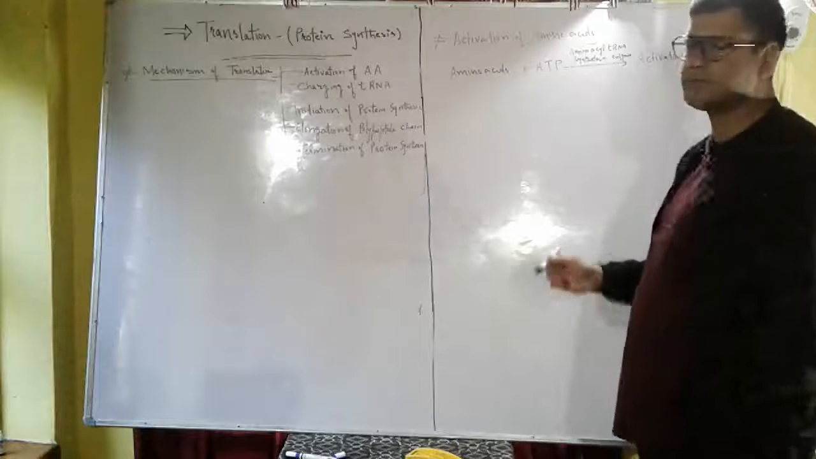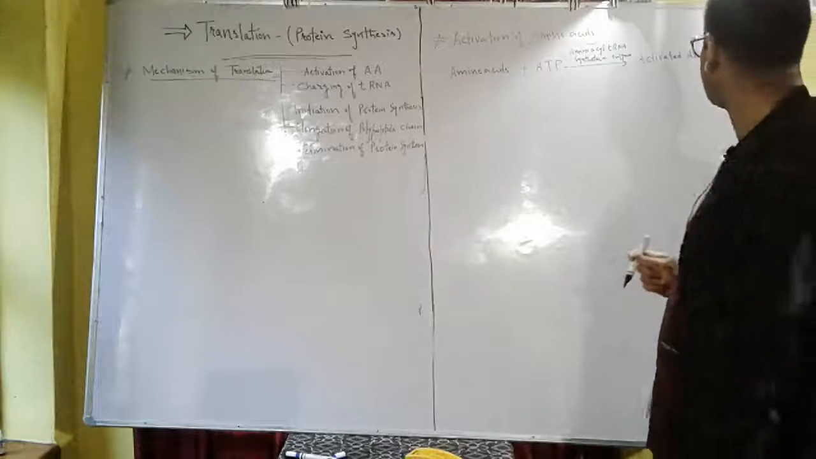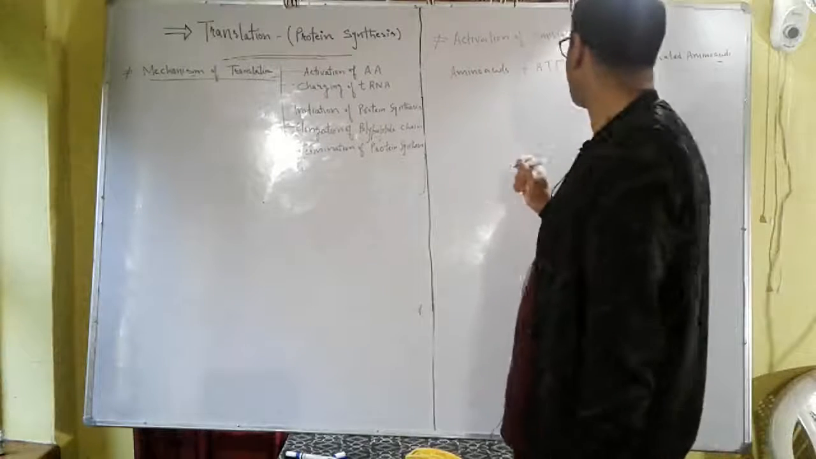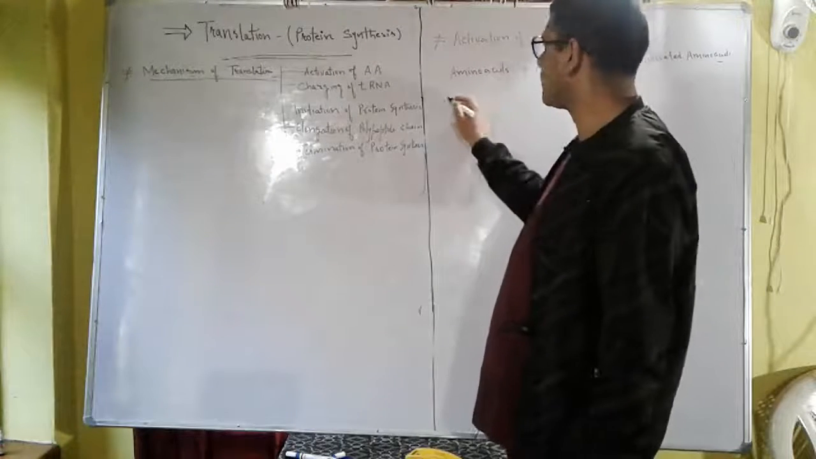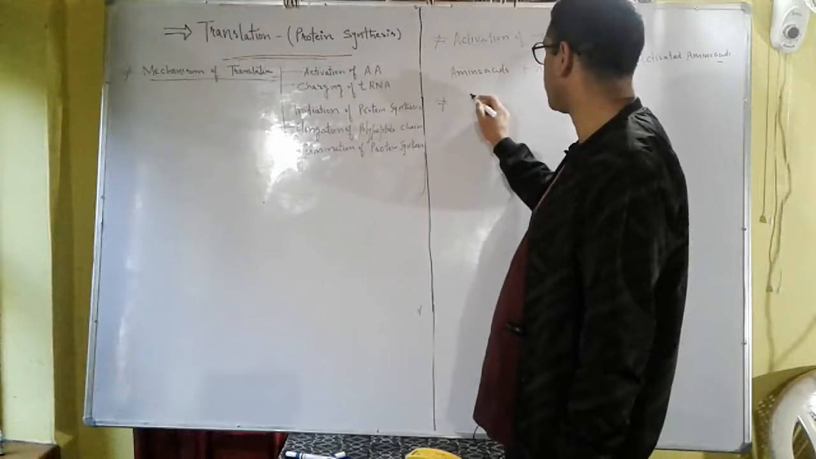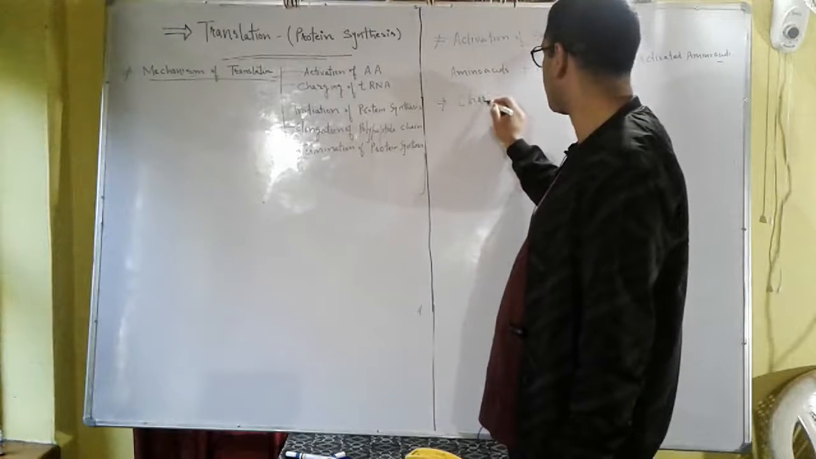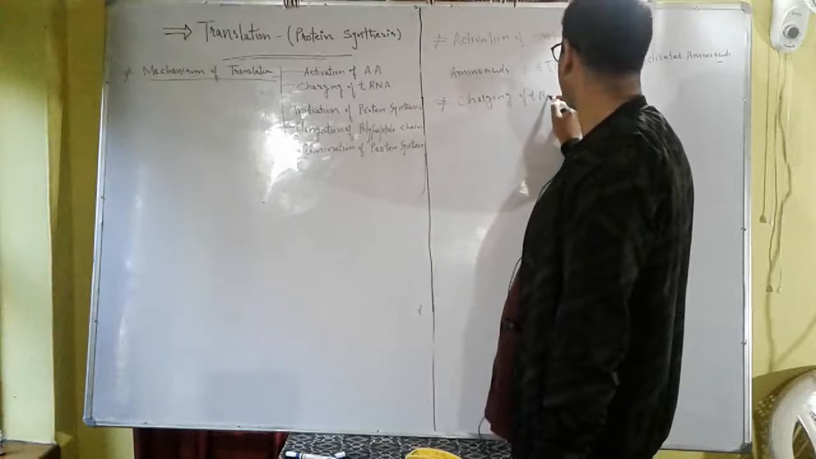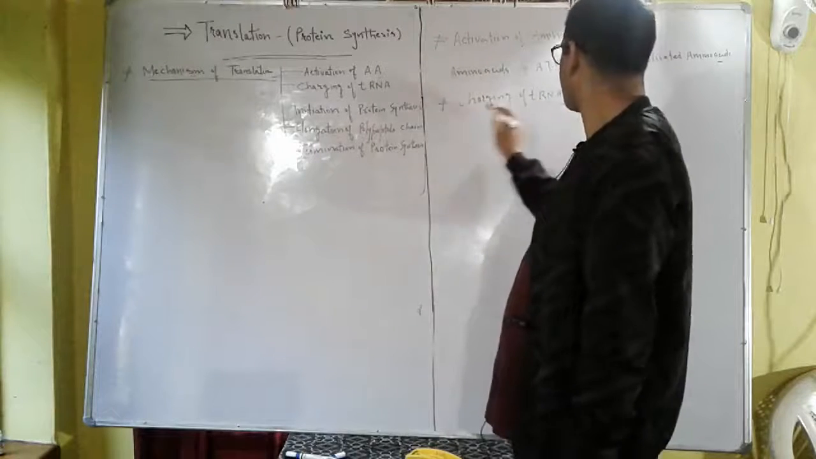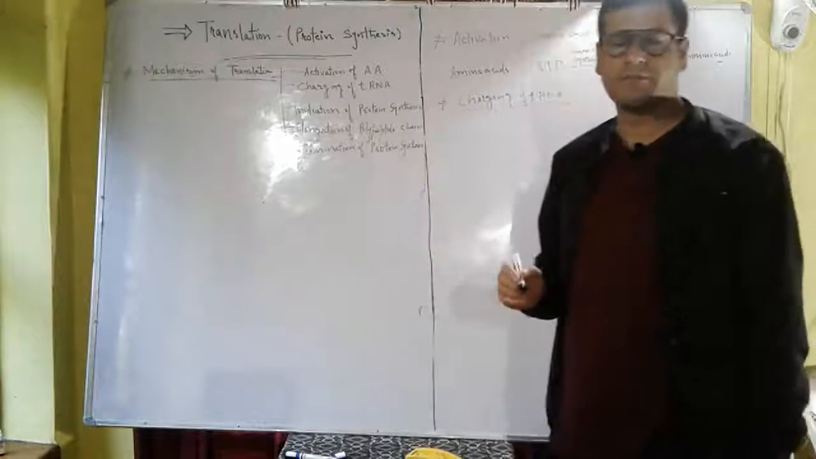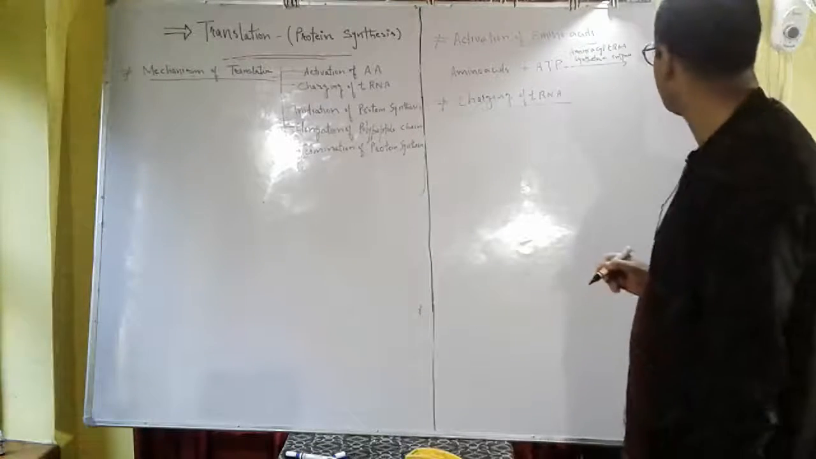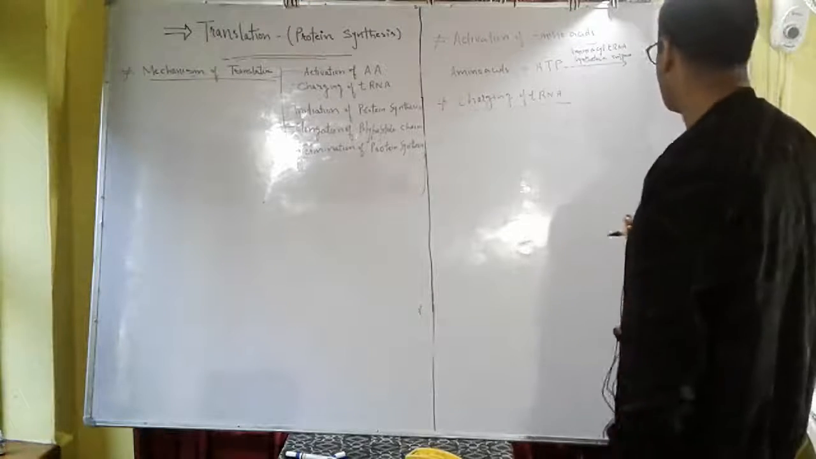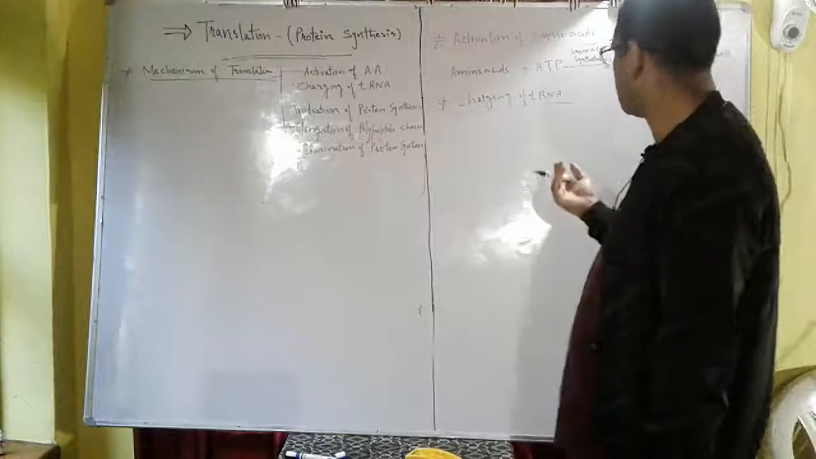This reaction is catalyzed by the enzyme aminoacyl tRNA synthetase, and it gives what is called activated amino acid. Then we have another step that is called charging of tRNA. This tRNA is responsible for the transportation of activated amino acids from the amino acid pool to the ribosomes for protein synthesis to take place.